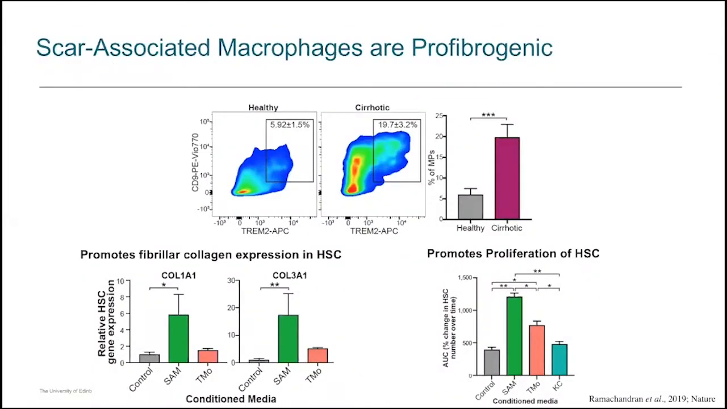Antibodies for these marker genes also allowed the successful isolation via cell sorting of the scar-associated macrophages from human cirrhotic liver. Previous studies in rodents have highlighted that macrophage subpopulations orchestrate both the progression and regression of liver fibrosis. When added to primary human stellate cells, conditioned media from isolated CD9 positive, TREM2 positive macrophages promoted fibrillar collagen expression, indicating that these cells have a pro-fibrogenic phenotype, similar to the one observed in rodent models. The conditioned media also increased proliferation of primary hepatic stellate cells.